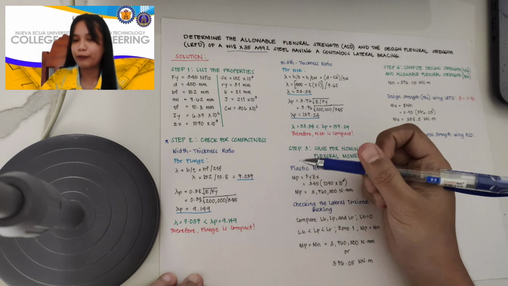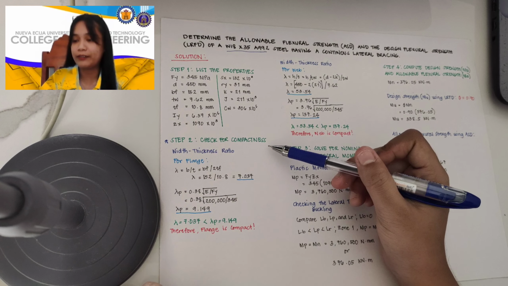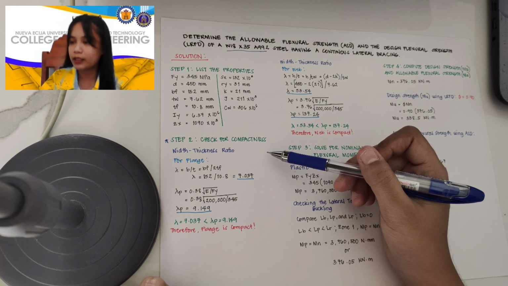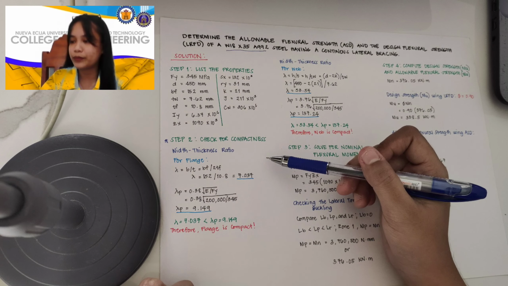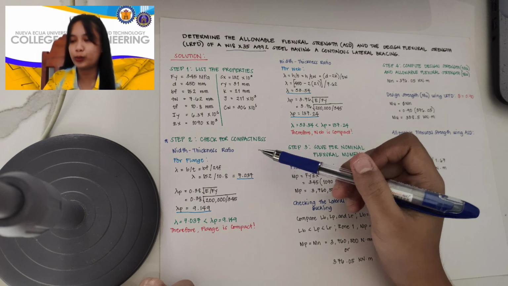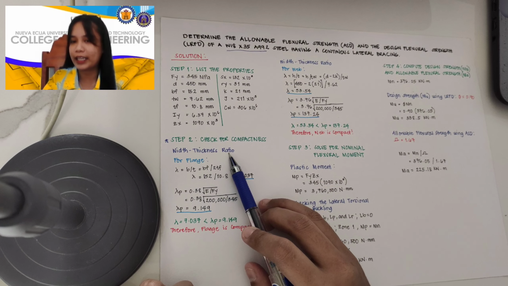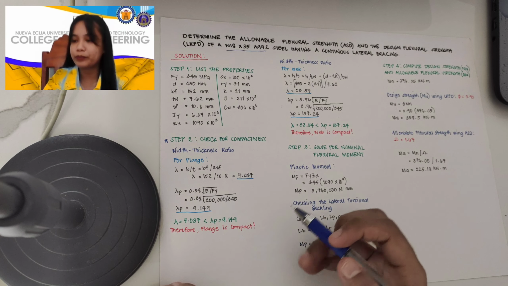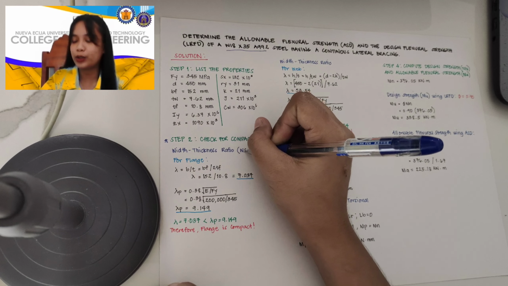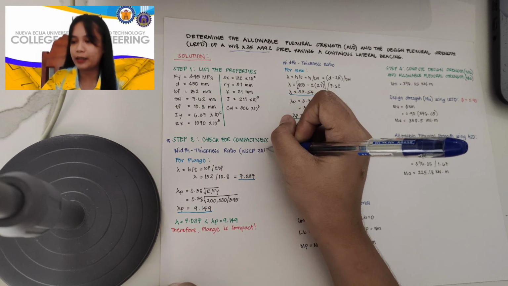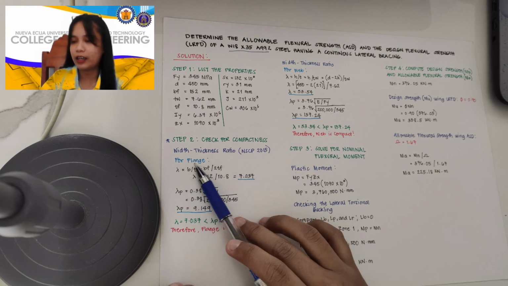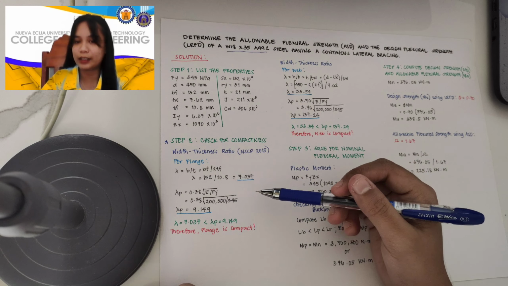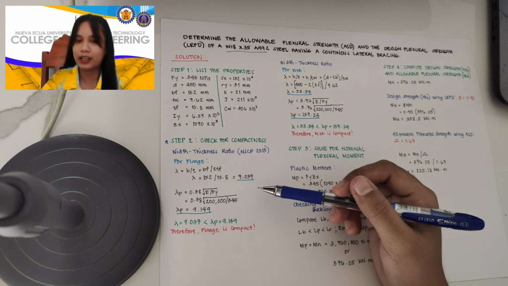That is, check for compactness of the given steel. To determine whether the steel is compact, non-compact, or slender, gagamitin natin yung width thickness ratio na tinatawag, and this is based on the NSCP 2015. For the solution of the unstiffened element, which is the flange, determine the width thickness ratio for the flange. I-divide lang natin yung base sa thickness ng ating flange.